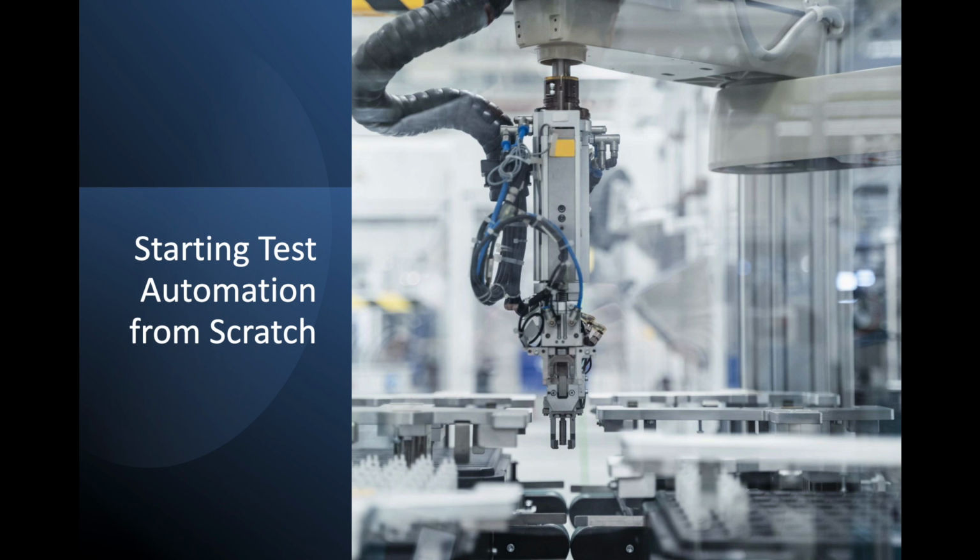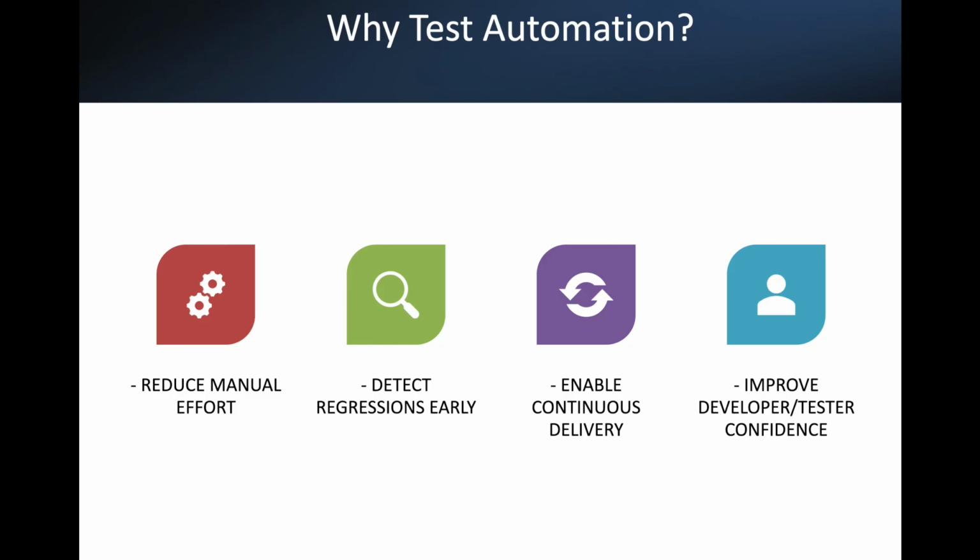So, why test automation? Test automation is more than a buzzword. Done right, it reduces manual effort, detects regressions early, enables faster and safer releases, and builds team confidence in product quality. And yes, it can also save real money, but only when it's aligned with the actual goals and risks.